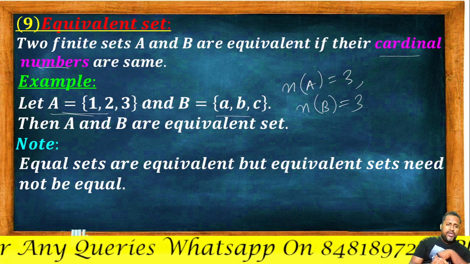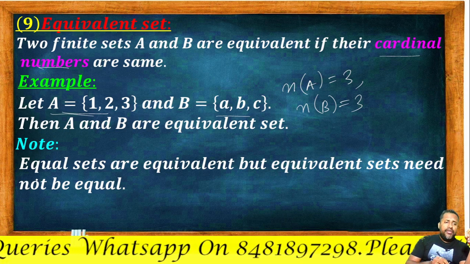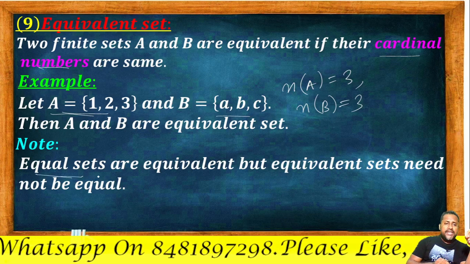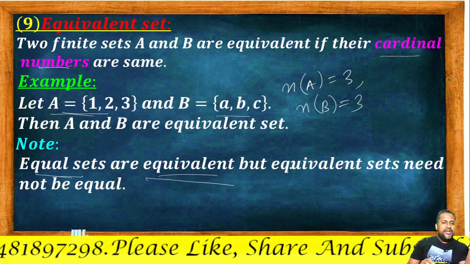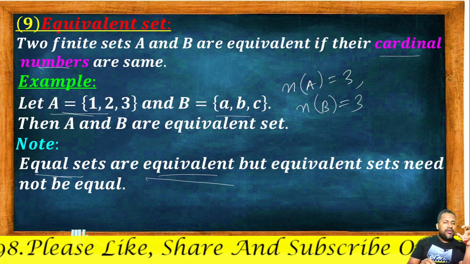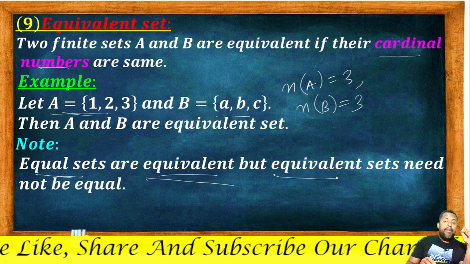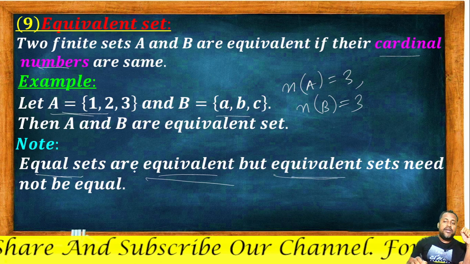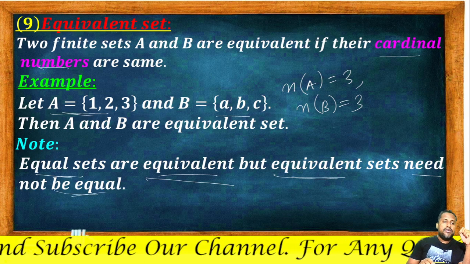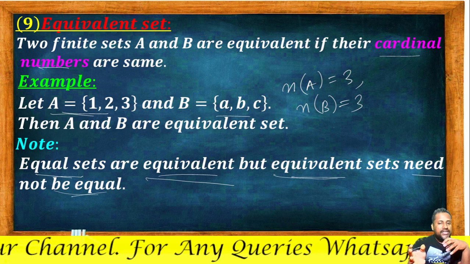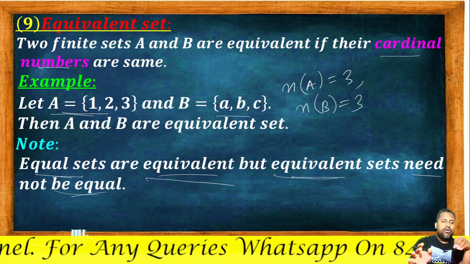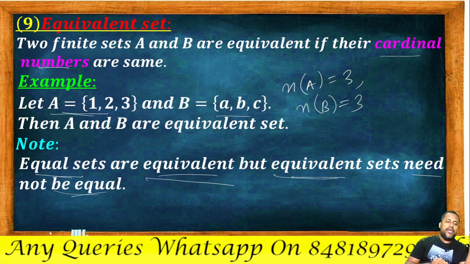Now that means every equal set is an equivalent set. Since equal sets have the same cardinal number, but an equivalent set is not necessarily an equal set. That means we can say every equal set is an equivalent set, but an equivalent set is not necessarily an equal set.